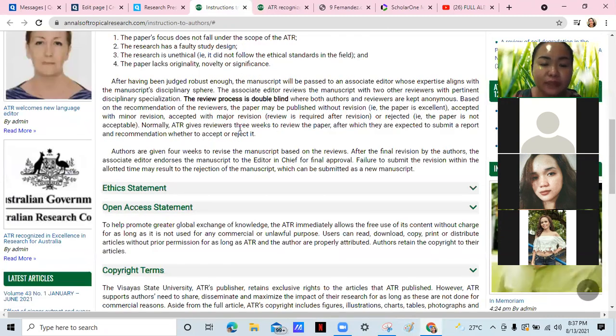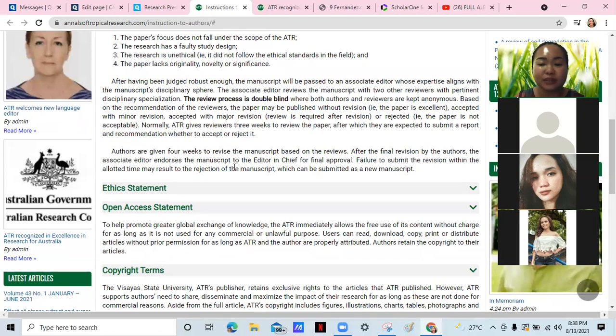You can actually submit here. The review process is double blind. Ibig sabihin, yung authors and reviewers are kept anonymous, or it's secret. And the recommendation of the reviewers will be published with revision. But if the paper is already excellent, pwede siyang without revision and accepted with minor revision. After the corrections from the 2 to 3 reviewers, authors within 4 weeks, although tumatagal din minsan 2 months, will be revising based on the corrections of the different reviewers and also the editor-in-chief for final approval.